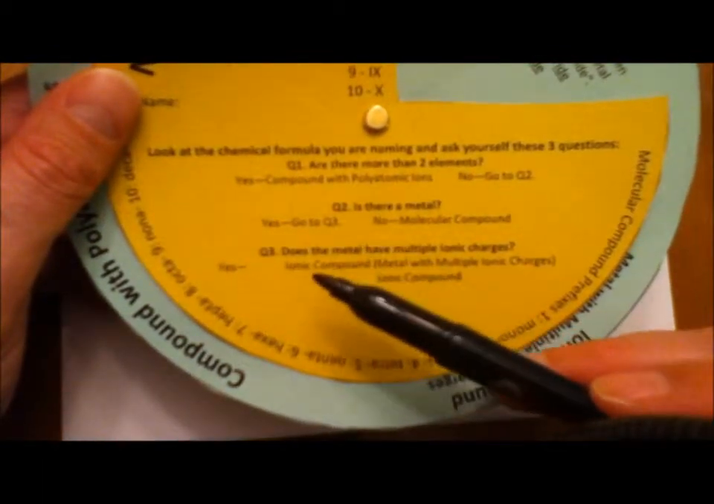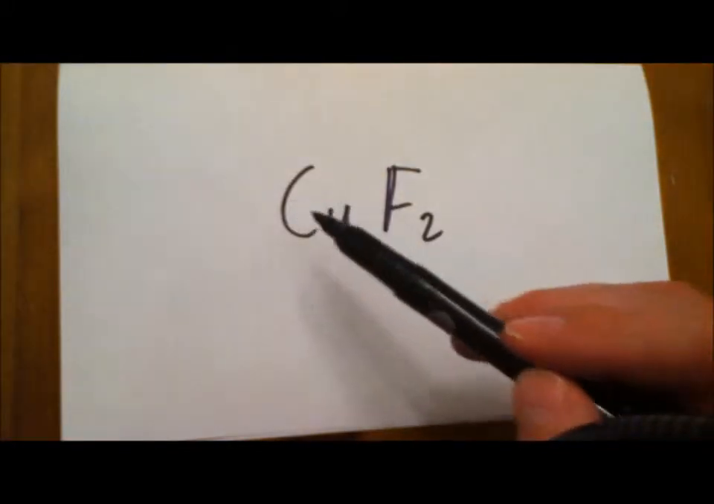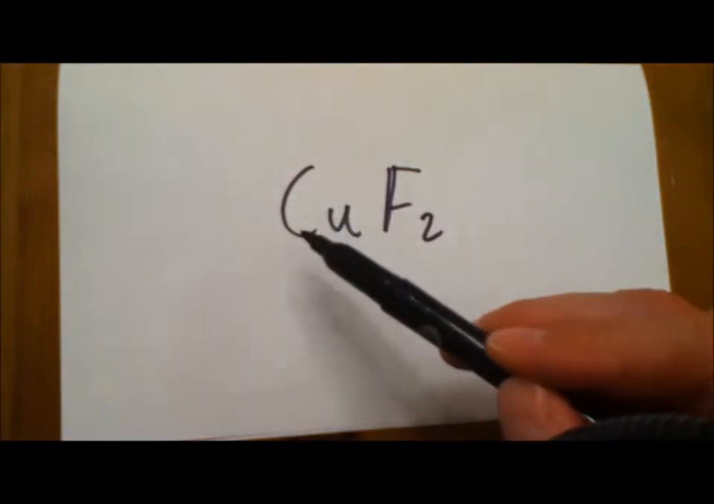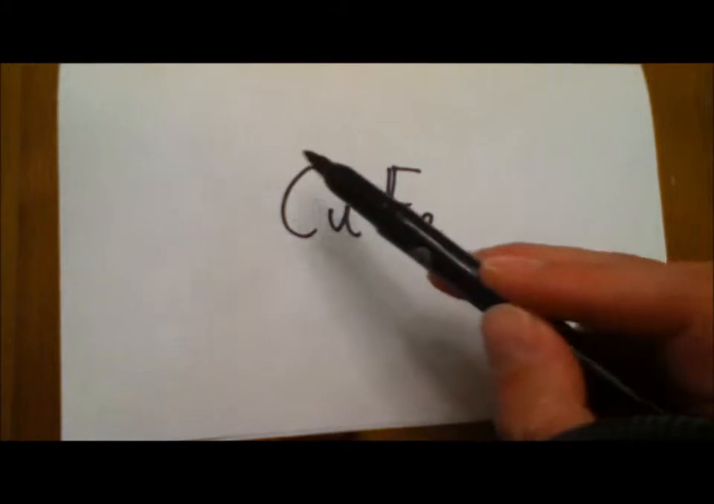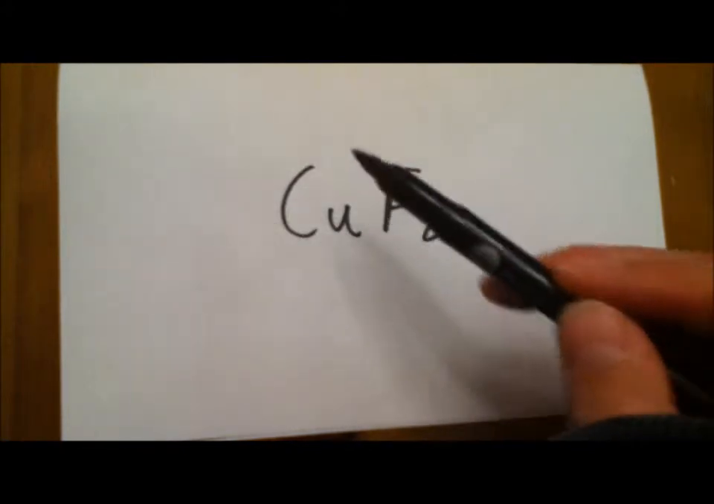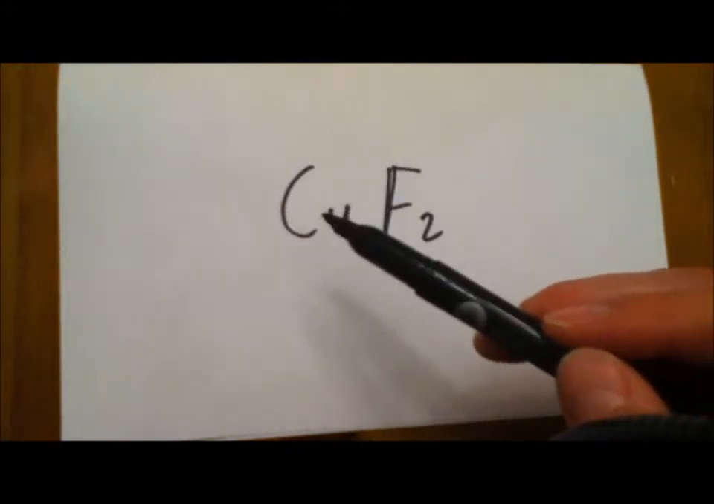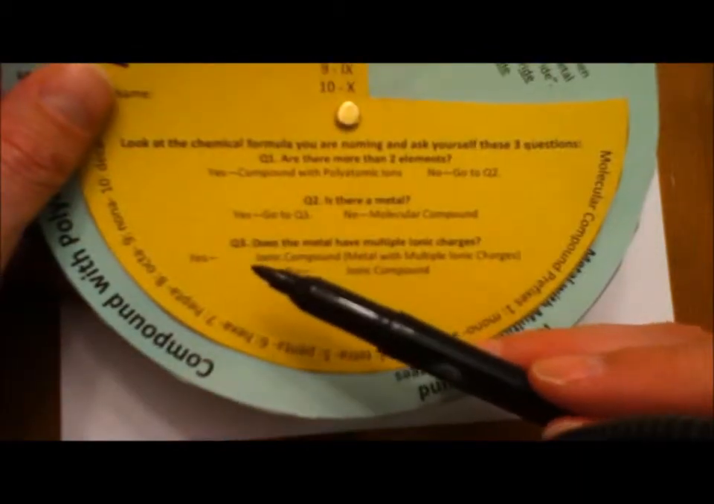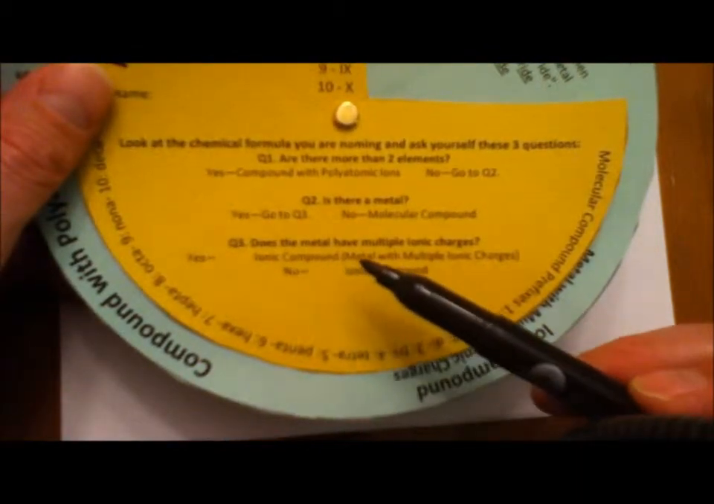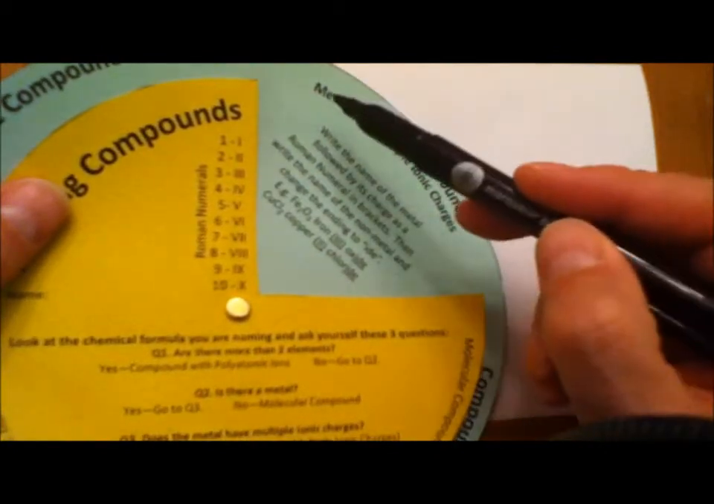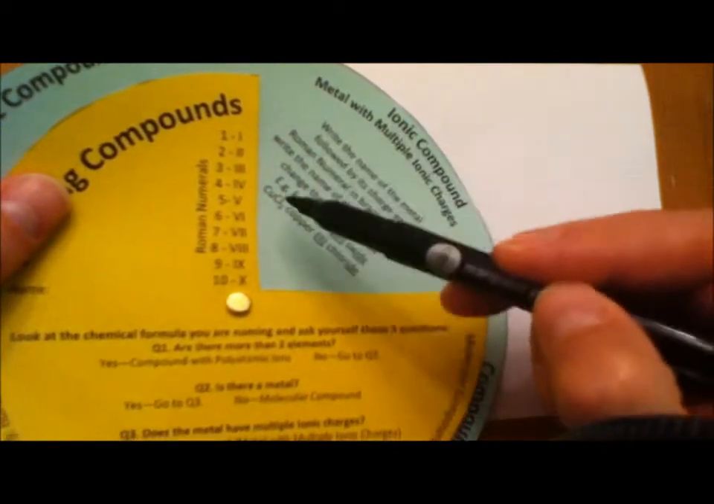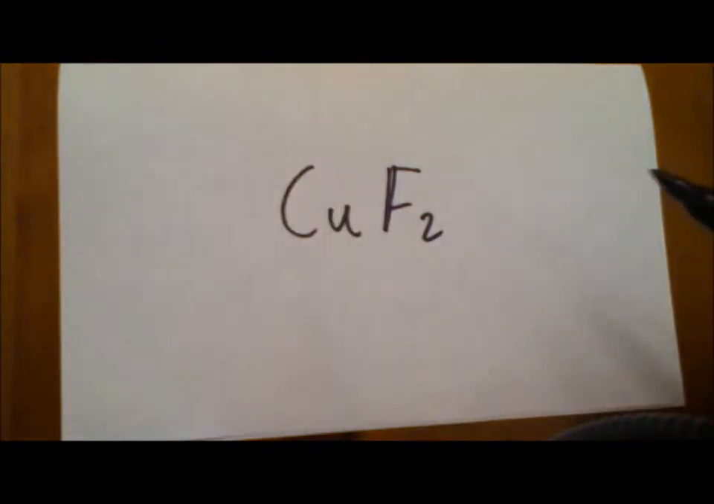Go to question three. Question three says, does the metal have multiple ionic charges? So you have to check on the white periodic table whether or not copper can get multiple charges. And if you do that, you'll find that the answer is yes. So it's an ionic compound, metal with multiple ionic charges. So what you do now is you rotate the dial and find that, which is right here. Ionic compound, metal with multiple ionic charges, and then you need to follow those instructions, which I'll show you right now.